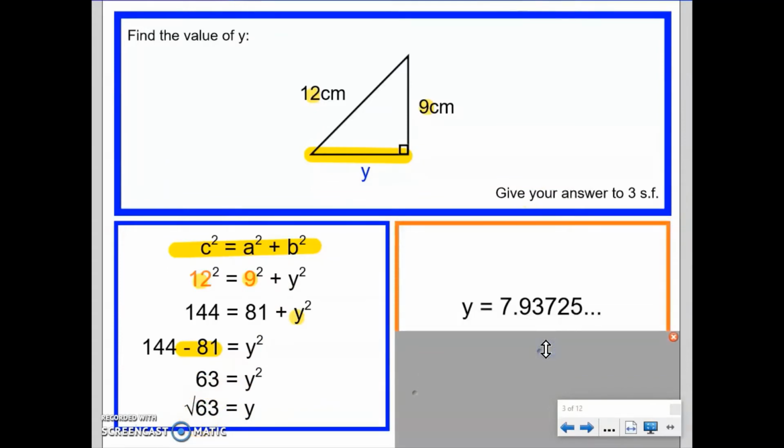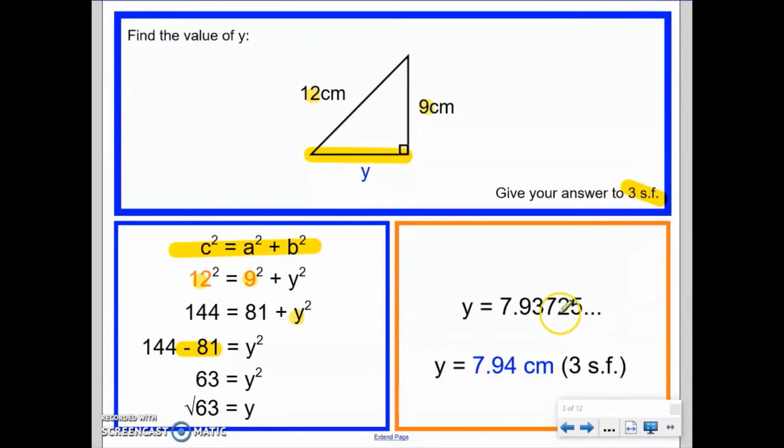The calculator will give me the answer of 7.93725, which again, I'm going to round to 3SF, 3 significant figures. So the 3 rounds up to a 4. So the length of Y in this example is 7.94 centimeters.